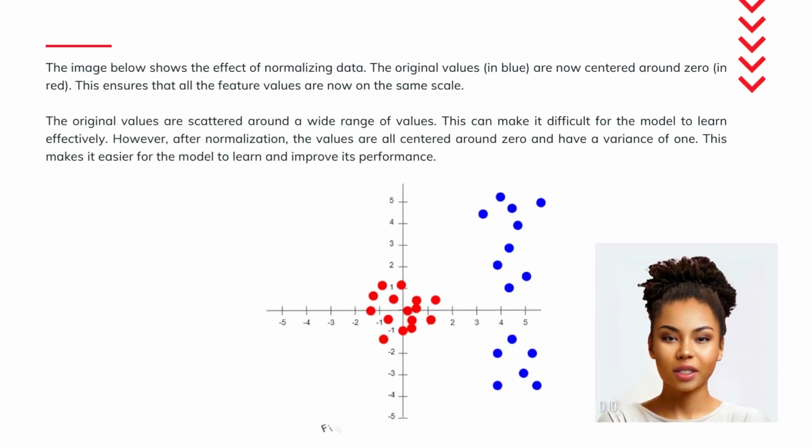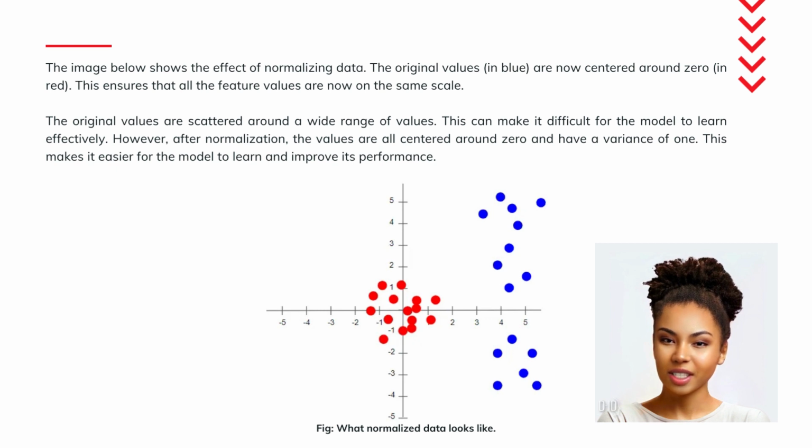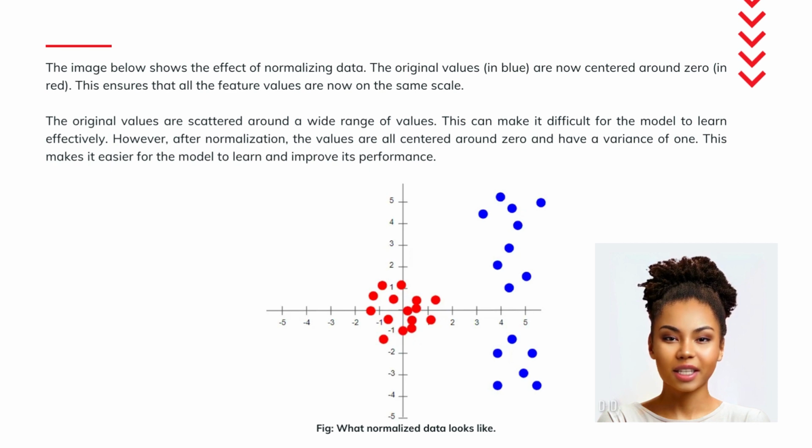Take a look at this image illustrating the impact of data normalization. The initial data values, depicted in blue, have now been shifted to be centered around 0, displayed in red. This alignment guarantees that all features share a uniform scale. Initially, the data values were spread across a broad range, possibly hampering effective model learning. However, after normalization, all values converge around 0 with a variance of 1. This adjustment simplifies the learning process, enhancing the model's performance significantly.